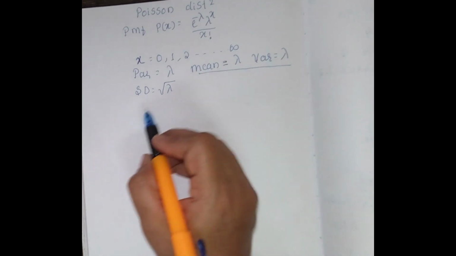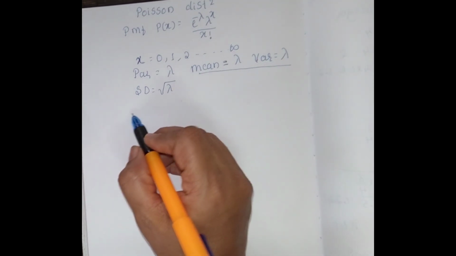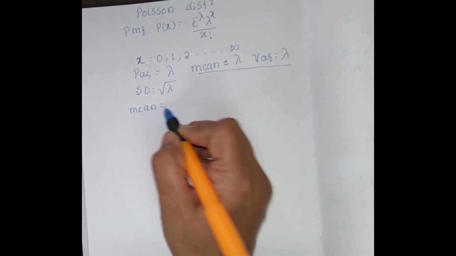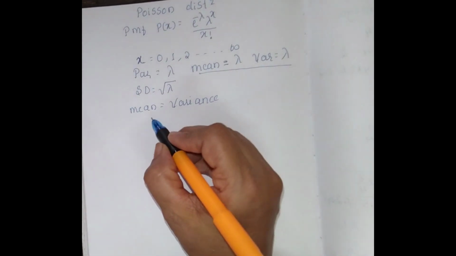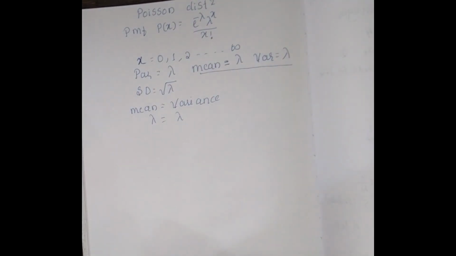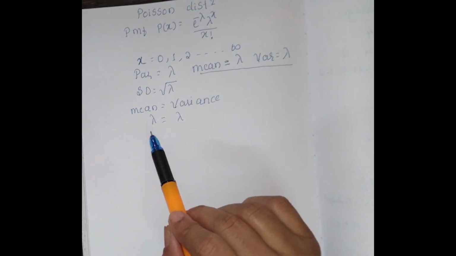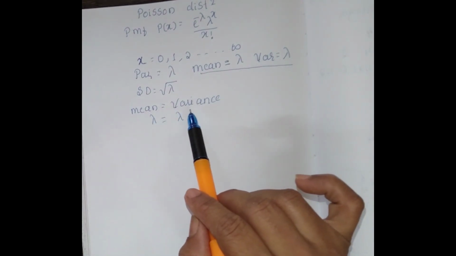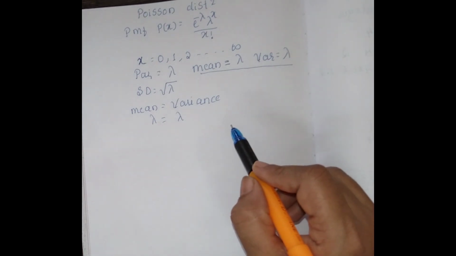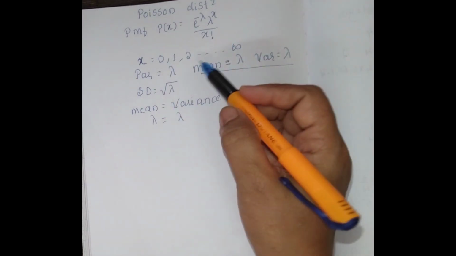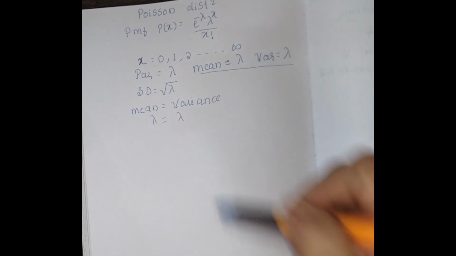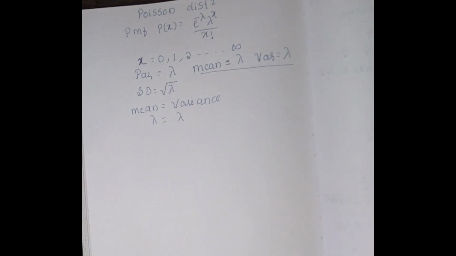What is the relation between mean and variance in a Poisson distribution? You have to write, mean is equal to variance here. That is equal to lambda. You have to be careful here. Sometimes they ask which distribution has mean equal to variance, then you have to write Poisson distribution. These are the features of a Poisson distribution. This is very useful for 1 mark and 2 marks questions, which they ask in Poisson distribution.